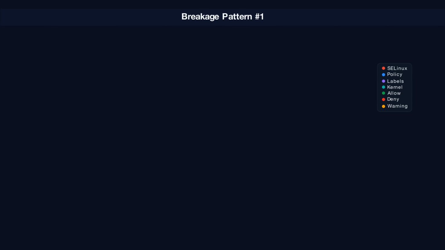Here are the 5 most common patterns. Pattern 1. Wrong file label. This is the number 1 cause. You move content to a custom directory. The new path inherits a generic label. The service domain cannot access it. Permission denied.